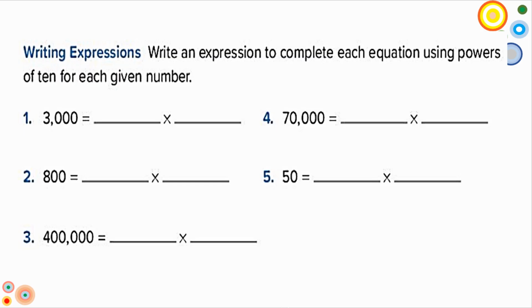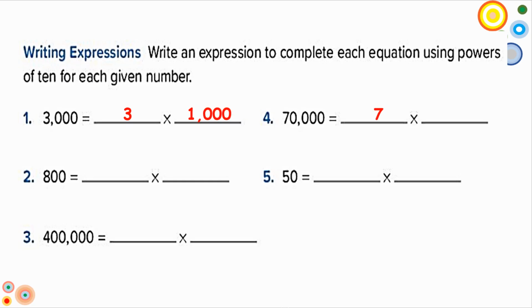Writing expressions. Write an expression to complete each equation using powers of 10 for each given number. Right. He means if I have 3000, it means what times what? As we know, I have here 3 zeros, so the number that has 3 zeros will be 1000. Okay, so I have here 1000. 1000 times what? 1000 times 3. Yes, 3 times 1000. Okay, 800.